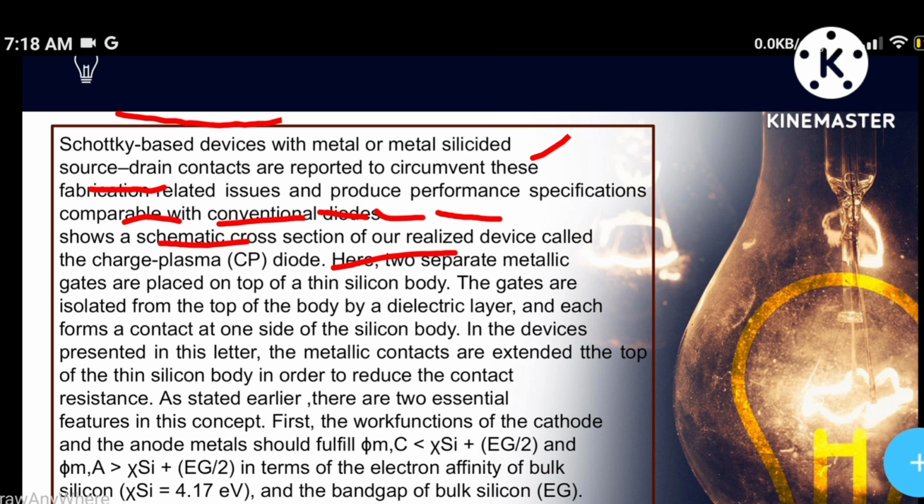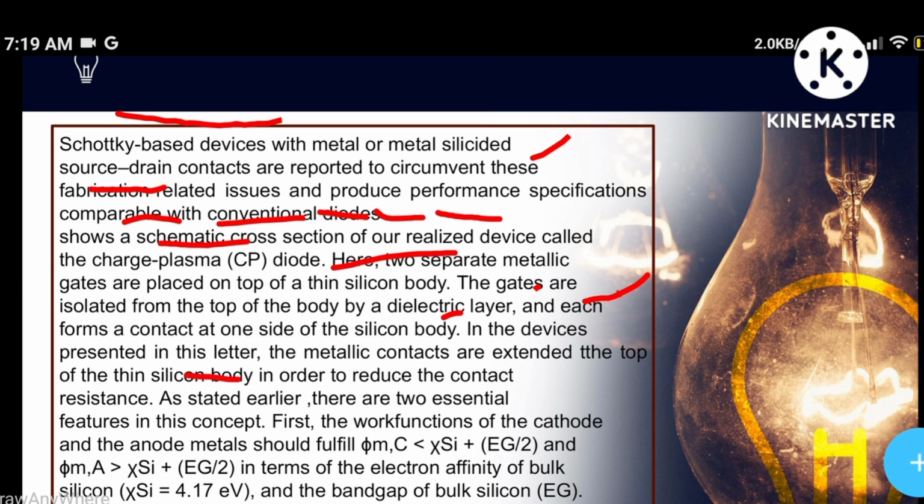The gates are isolated from the top of the body by a dielectric layer, and each forms a contact at one side of the silicon body. In the devices presented in this letter, the metallic contacts are extended on top of the thin silicon body in order to reduce the contact resistance.